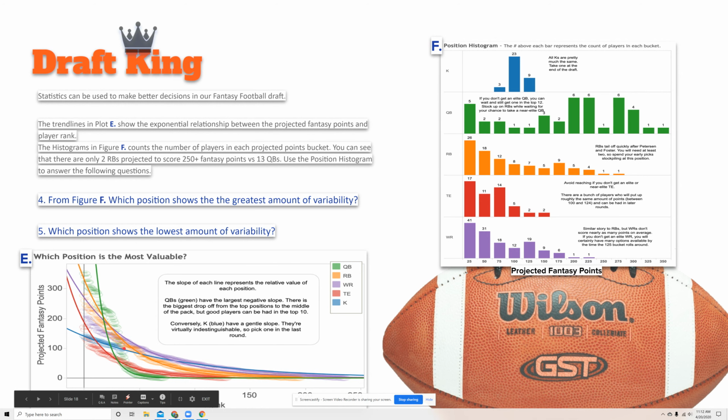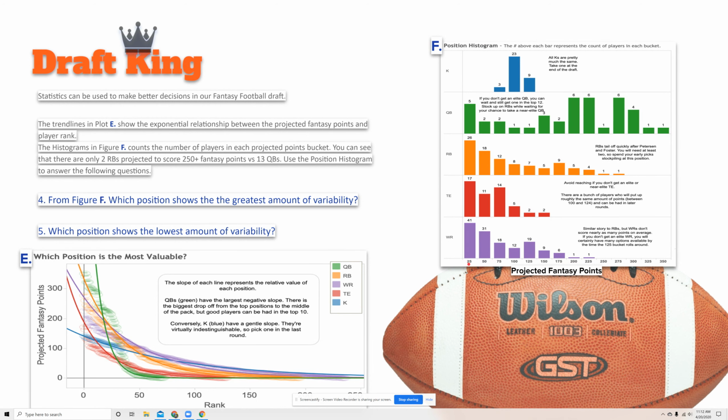In blue here, which is your kicker, it looks like just a negative relationship, not really exponential. But you can see the trend lines here. It's kind of cool. I wanted you to see that. So you could use this to try to find value, which players are the most valuable. But you can also use these histograms here to find which players are the most valuable.